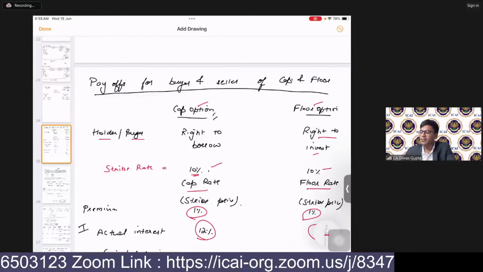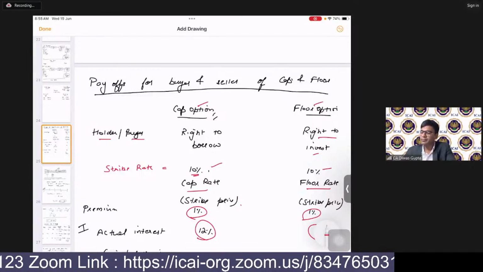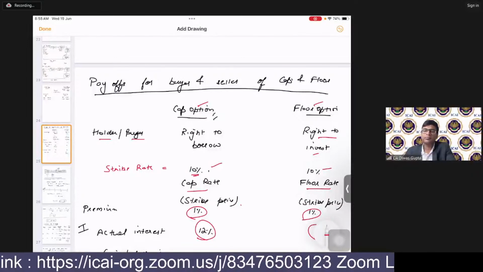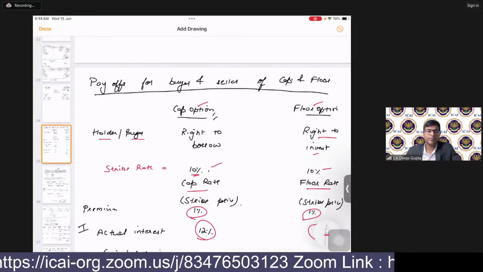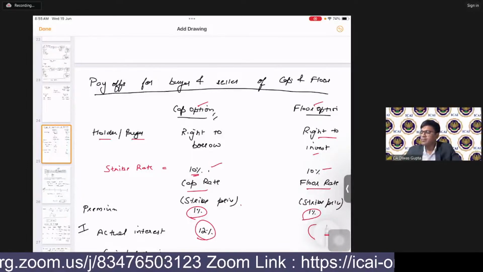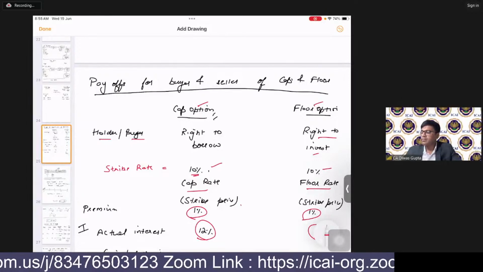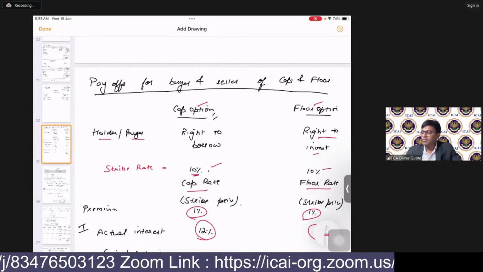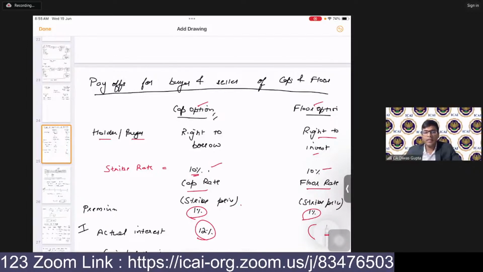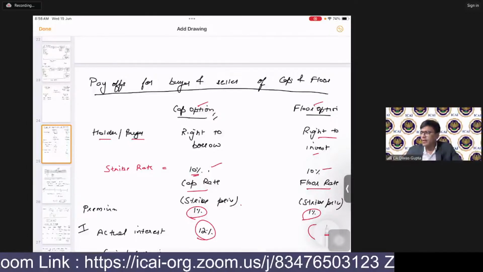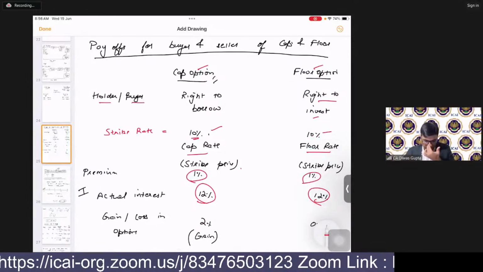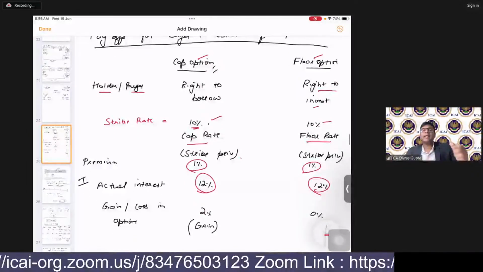In the money. Perfect. Yes, it is in the money. Perfect. So let's move ahead. I think there is some lag. So a 2% gain will happen to the holder.